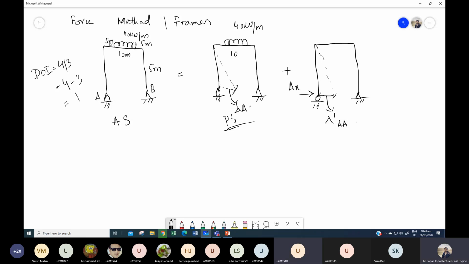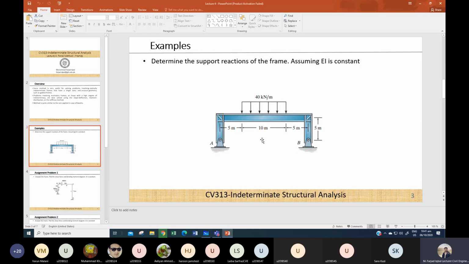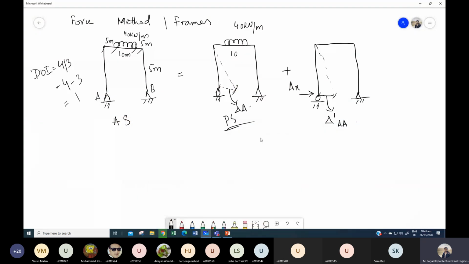Over here, in this frame, you can see that the UDL is acting at 10 meter; the left distance is 5 meter and the right distance is 5 meter. The original beam is given in the slides. I have already uploaded this. This is the question. So the direction is clear.